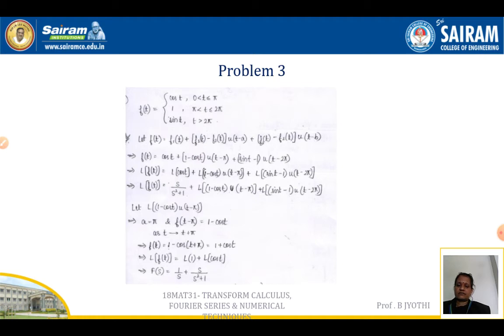Let's take the next question. F of t is cos t when t is from 0 to pi, 1 when t is from pi to 2 pi, sin t when t is greater than 2 pi. So f of t is f1 of t plus f2 of t minus f1 of t into u of t minus a plus f3 of t minus f2 of t into u of t minus b. Here, if we apply this formula, f of t is equal to cos t plus 1 minus cos t into u of t minus pi plus sin t minus 1 into u of t minus 2 pi. So let us take the Laplace transform on either side.